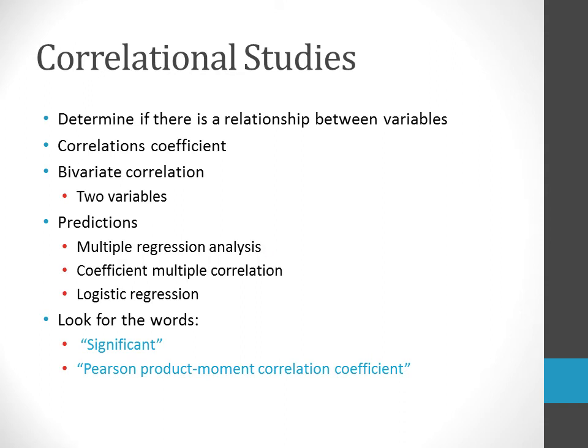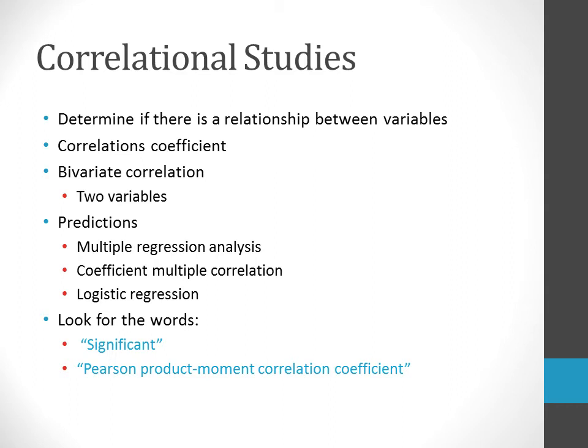Correlational studies determine if there is a relationship between variables. And we do this using a correlation coefficient. You'll see the term bivariate correlation in the literature a lot of times, and this really just means we're looking at two variables.